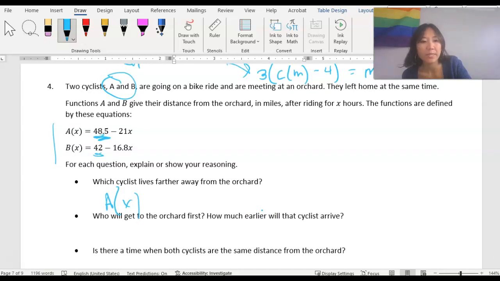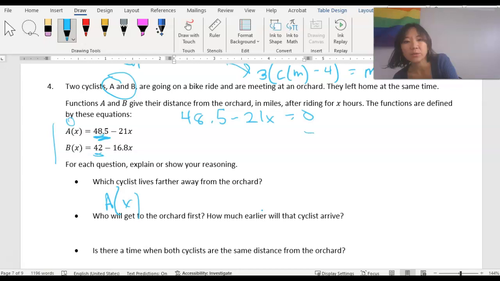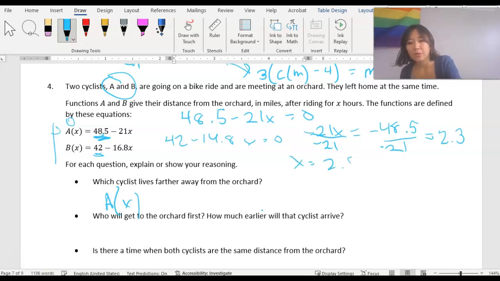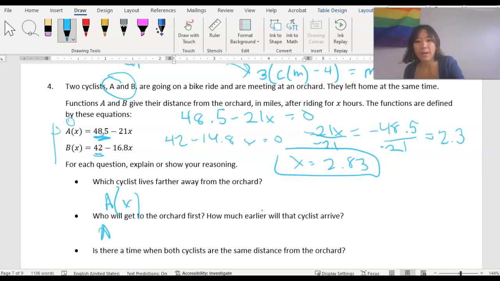So to figure out how long it's going to take them, when I want to be there, this is the distance away, it would be 0. So 48.5 minus 21x equals 0. Subtract 48.5 on both sides, so I'll get negative 21x equals negative 48.5. And then I'm going to divide both sides by negative 21. So that will be 48.5 divided by 21 gives me 2.3 hours. That's how long rider A is going to take. This one here is going to be 42 minus 14.8x equals 0. Subtract 42 on both sides and then divide by 14.8 and we will get 2.83. So rider B is going to take longer, which means that rider A will get there first, and they're going to get there by, it looks like 0.5 hours, so 30 minutes.